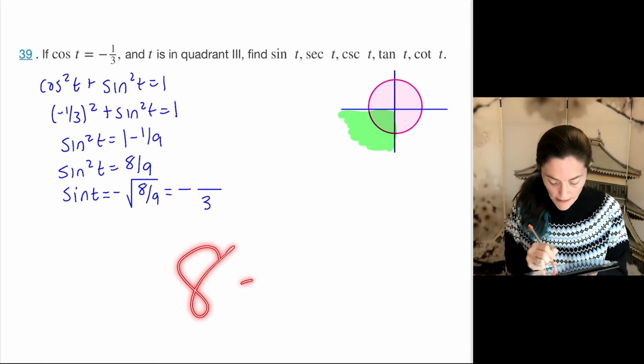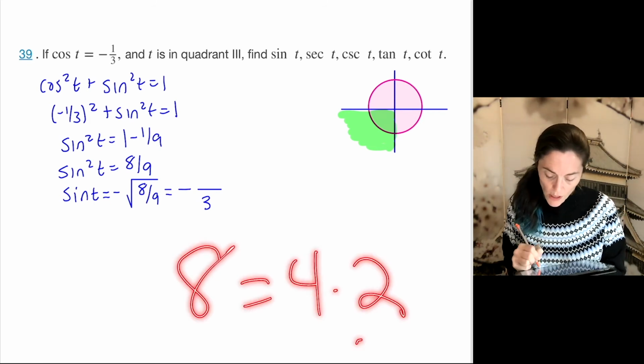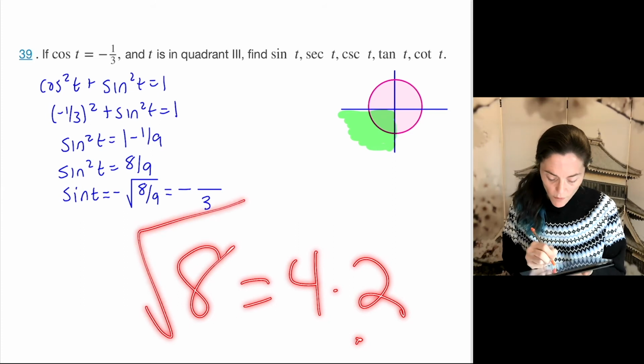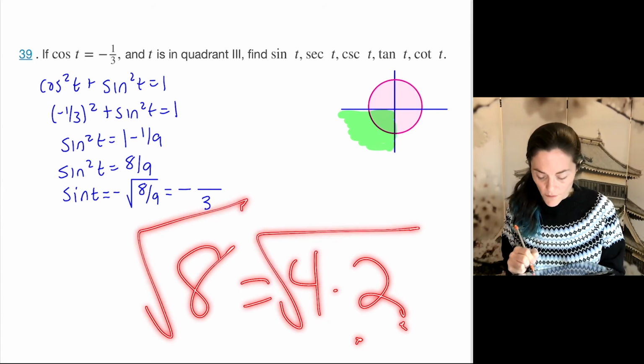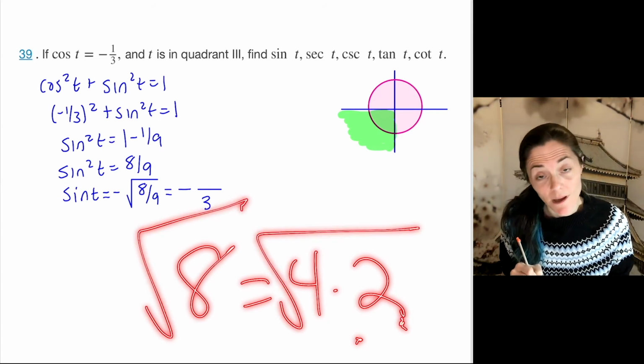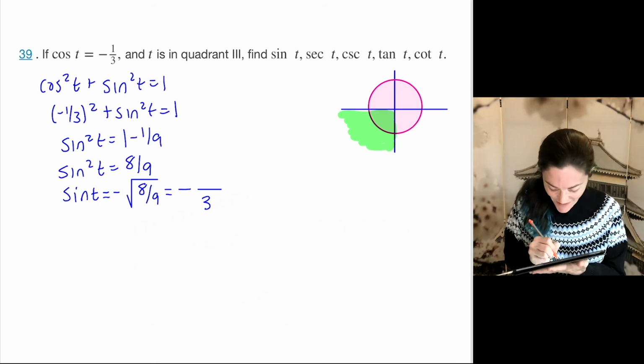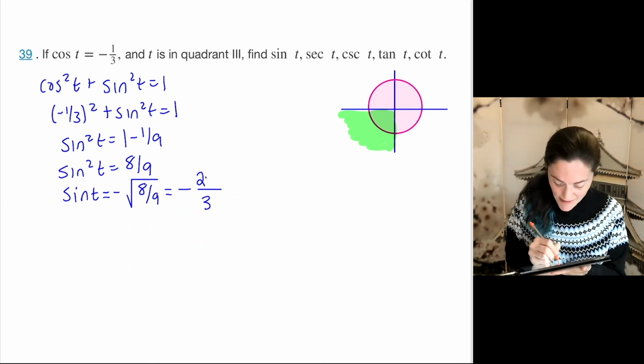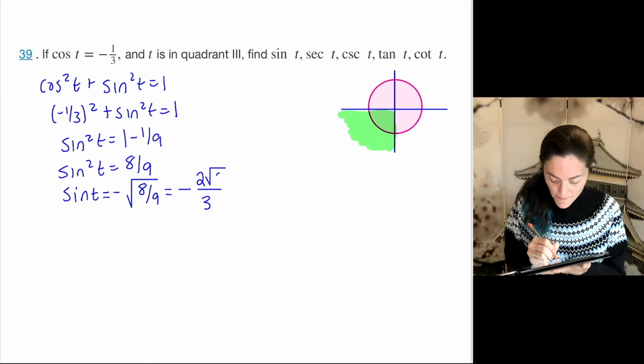Because we have 8 is 4 times 2. If you take the square root of 8, it's the square root of 4 times 2, which is 2 times the square root of 2. So here I will write this as 2 times the square root of 2. Okay, so here is my sine value.